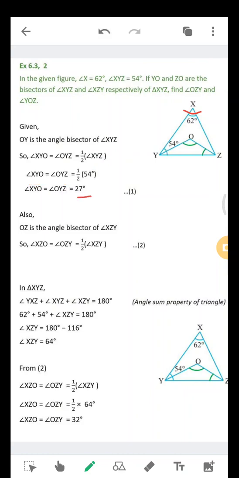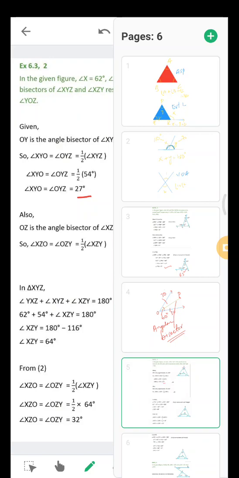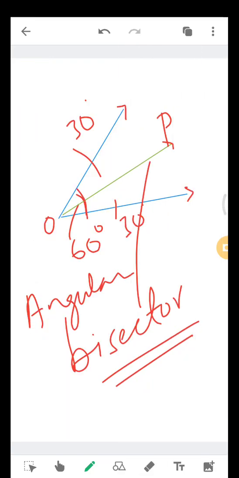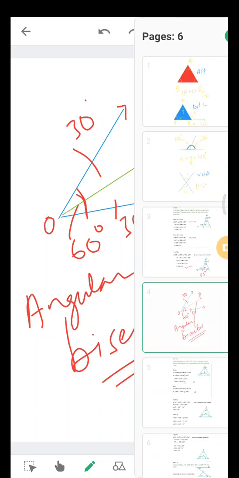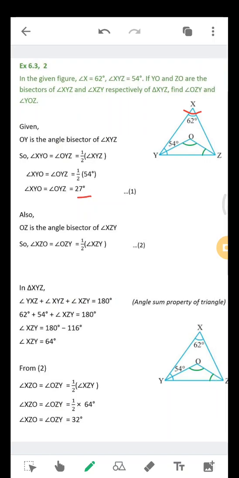So just now I told you in the previous case that if this angle is 60 degrees and when you draw a bisector for this angle, that angle will be divided into two equal parts. So the same thing we are doing here. This angle 54, YO is the bisector for angle 54, so that angle 54 becomes half, and it is named as XYO and OYZ. So we got this as 27, and the other part is also 27.